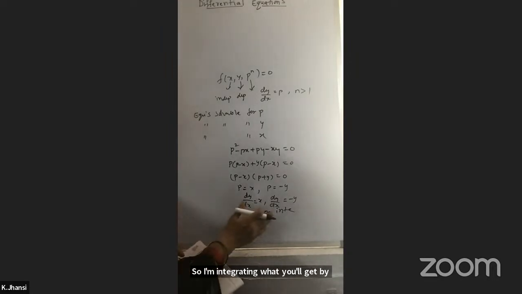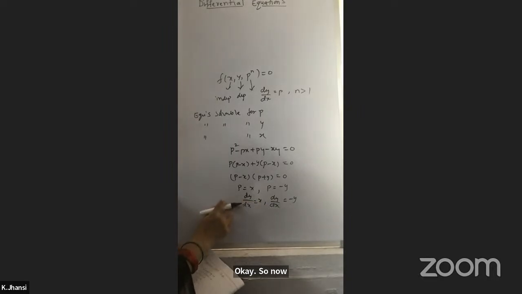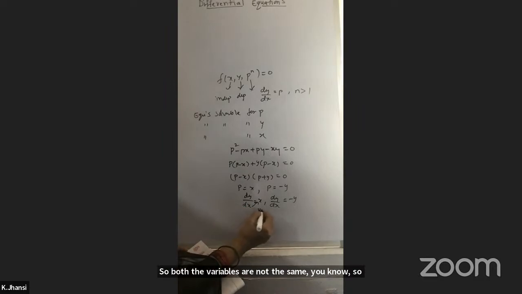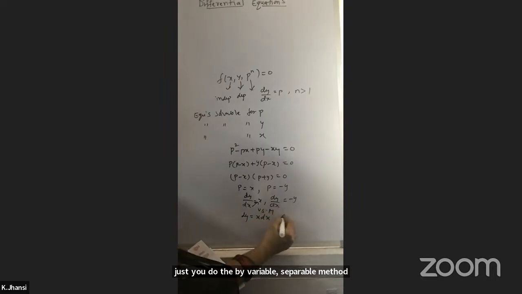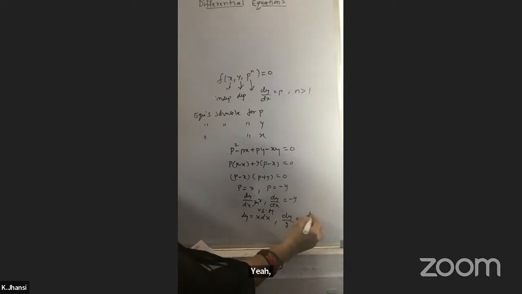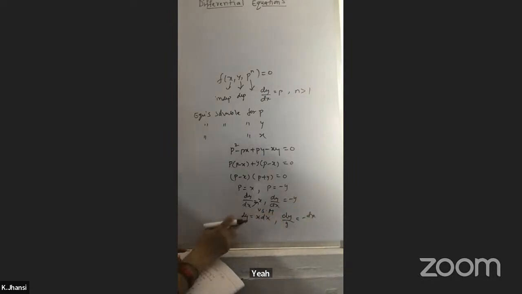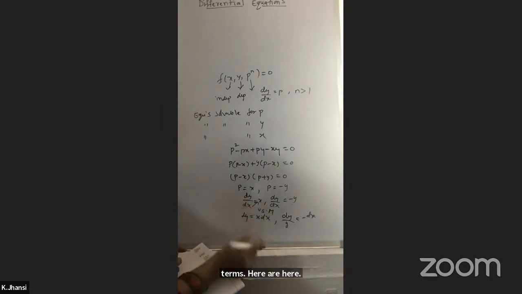Now here we have to use the variable separable method, as both the variables are not the same. Just do it by the variable separable method. Do the cross multiplication. You will get dy equals x into dx. Here dy by y equals minus dx. Now these two are the same terms, here it is y and here these two are the same. So use this variable separable method.